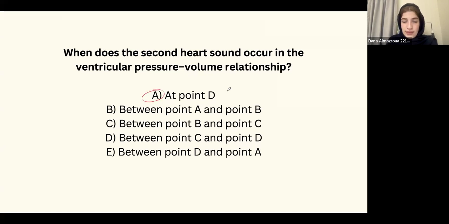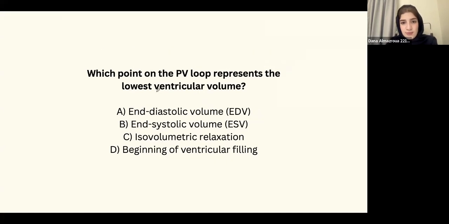Okay, so all of you said A, and it's the right answer. So when does the second heart sound occur? It does occur at point D, where the aortic valve closes. Bravo. Okay, can you try to answer this?